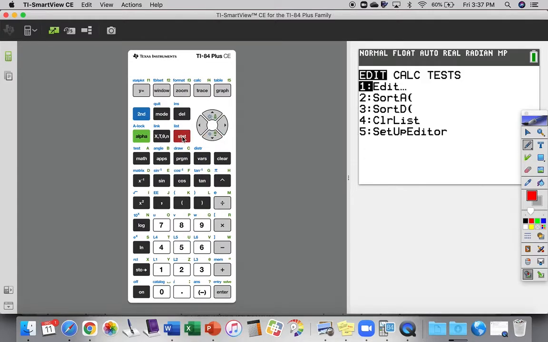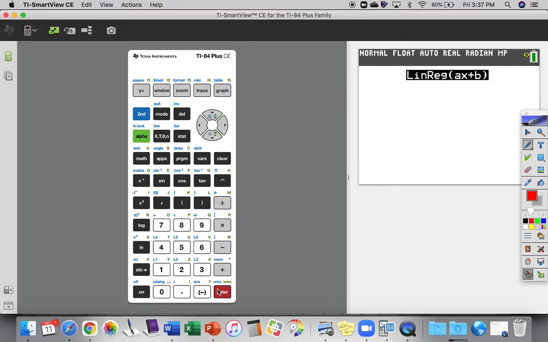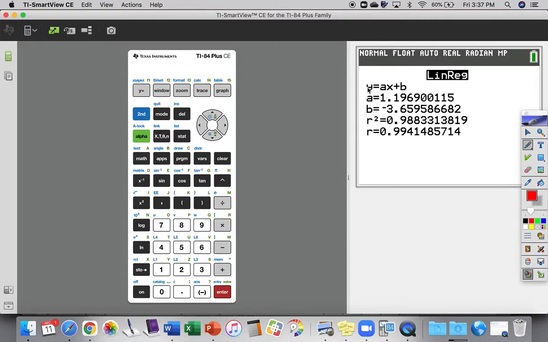The next thing we did was stat, calc, linear regression. And when we did linear regression of list 1 and list 2, we were able to calculate that. And our important parts are the line is y equals ax plus b. You take this number for a and put it in the equation. You take this number for b and you put it in the equation. So this would be y equals 1.2x plus negative 3.7.